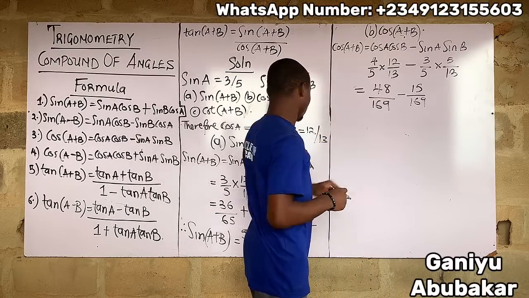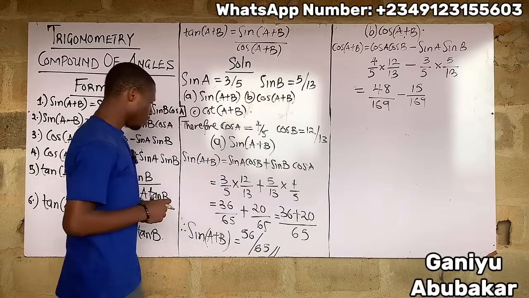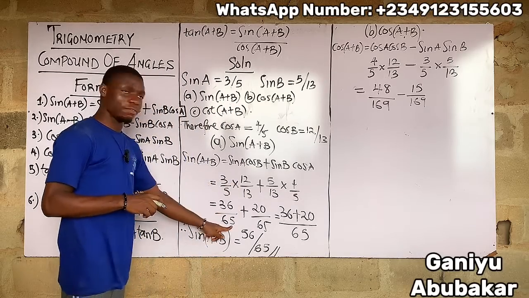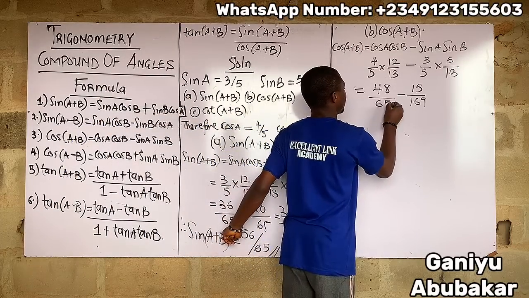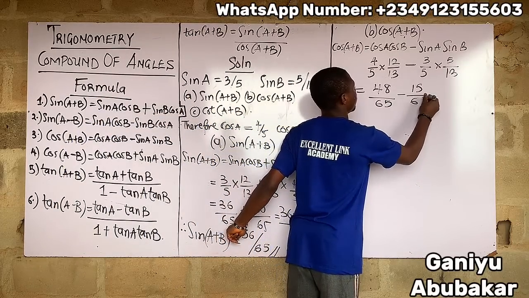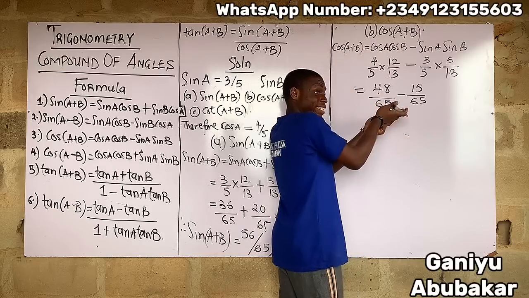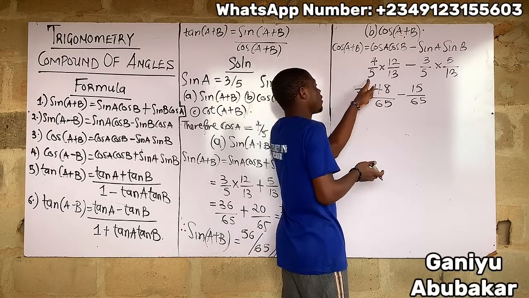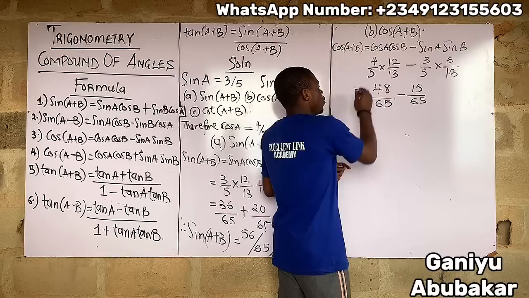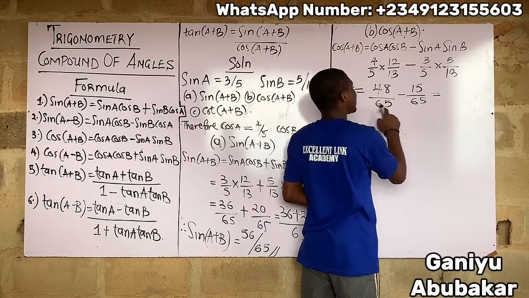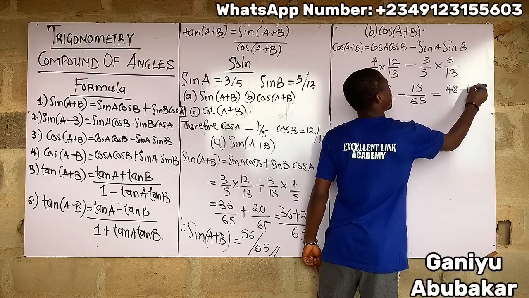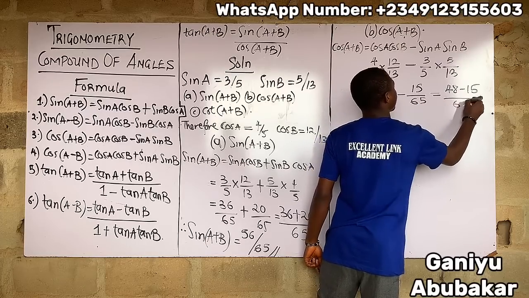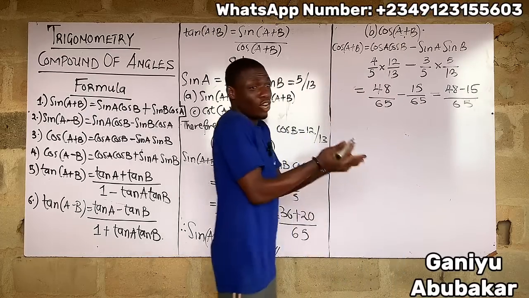5 times 13 is 65. So I have 65 here. So 5 times 13 will give 65. From here now, since they're the same, I'll have 48 minus 15 over 65. Here is the concept.